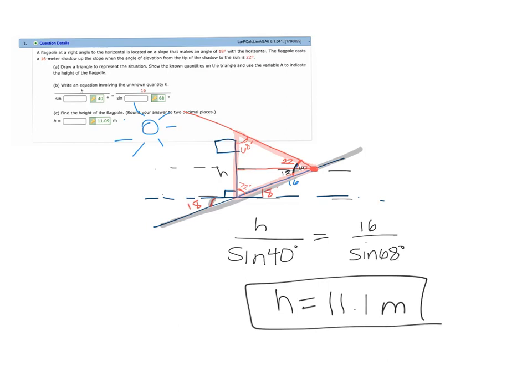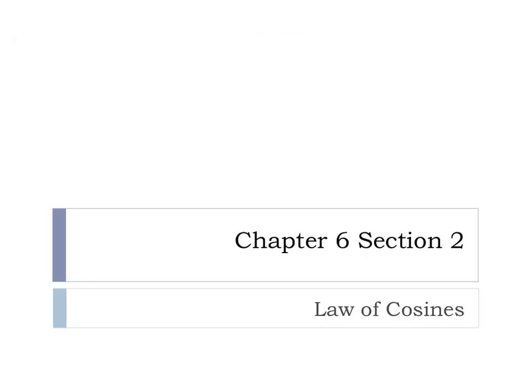We'll review some more word problems because they're going to mix in with your law of cosines word problems. You'll see that today. So you just want to make sure that you attempt them as best as you can and don't get frustrated. All right, the law of cosines is section 2.